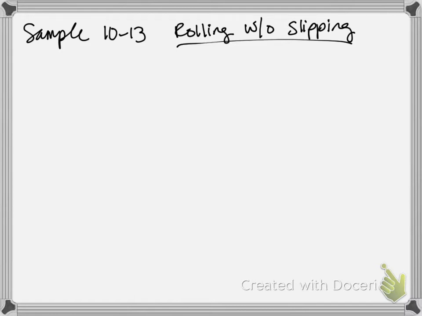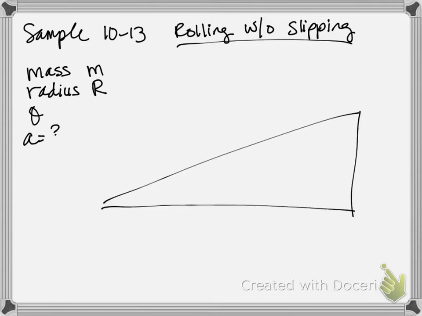So we have a uniform disk. We have a mass M. We have a radius R. And it's going down a ramp at angle theta. And so we're going to find an expression for acceleration. So just revisit our inclined plane, which is a little different this time.